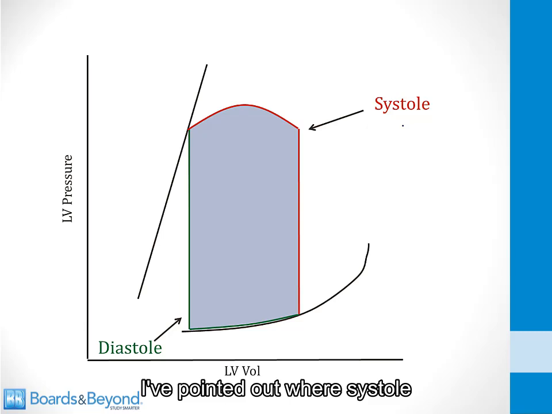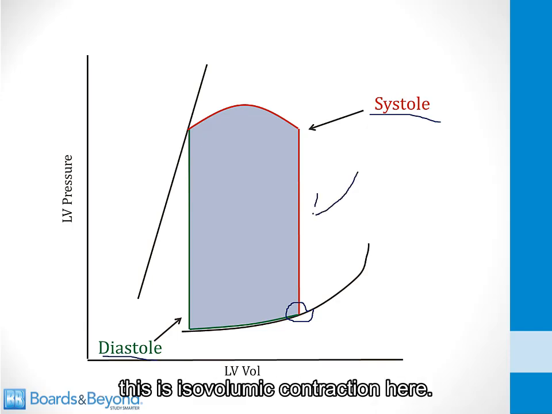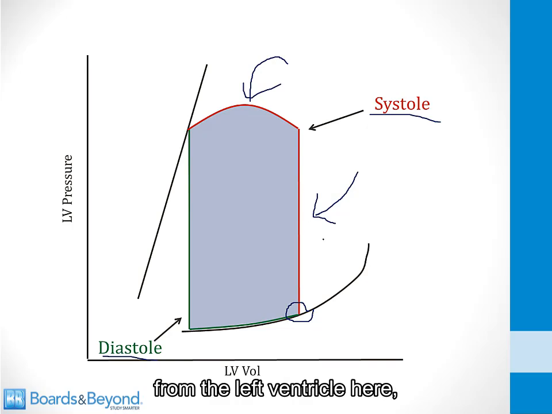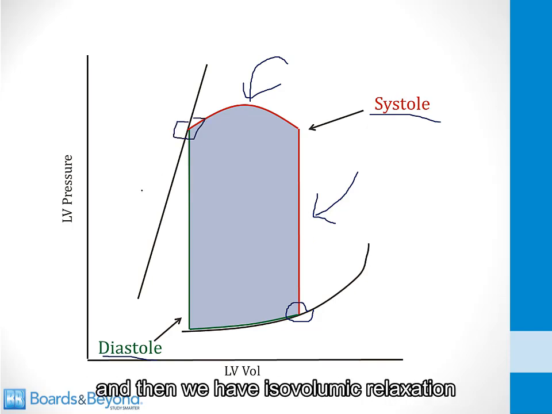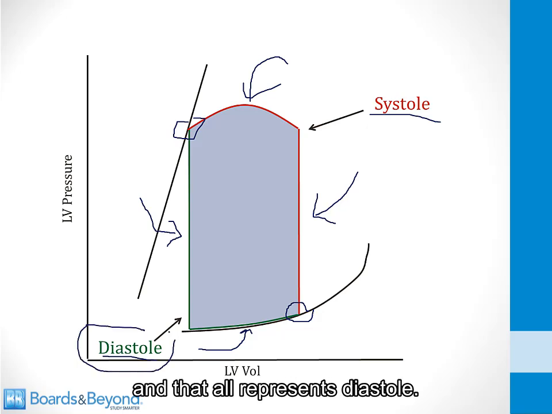And on this slide I've pointed out where systole and diastole are found on the pressure volume loop. I told you before that this is the end of diastole when the left ventricle begins to contract. This is isovolumic contraction here. This is when blood is being ejected from the left ventricle here, but everything shown in red on this drawing represents systole. Right here we have the aortic valve close, and then we have isovolumic relaxation, followed by left ventricular filling from the left atrium, and that all represents diastole.